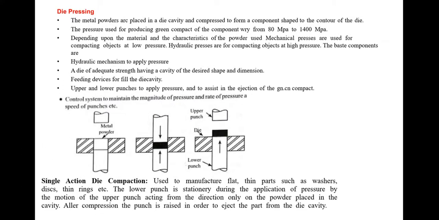See, generally the single action die is used to manufacture flat thin parts such as washers, discs, thin rings. The lower punch is stationary here. This lower punch is stationary in the single action die.